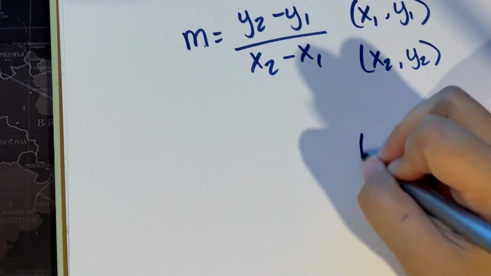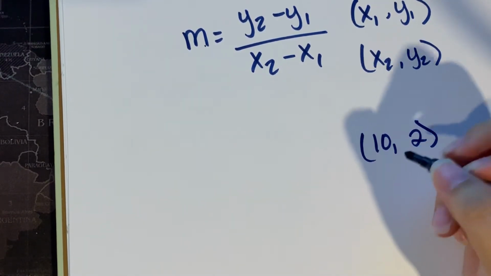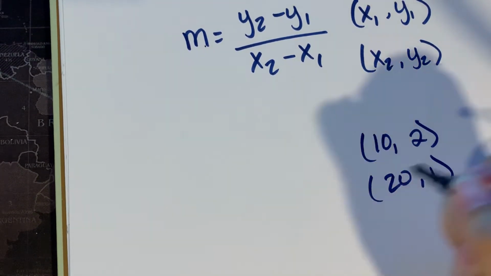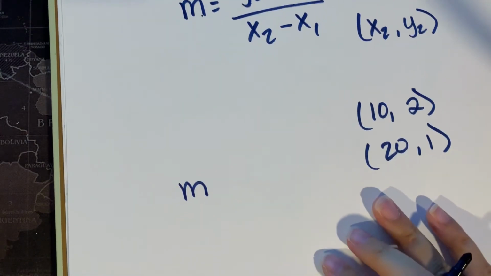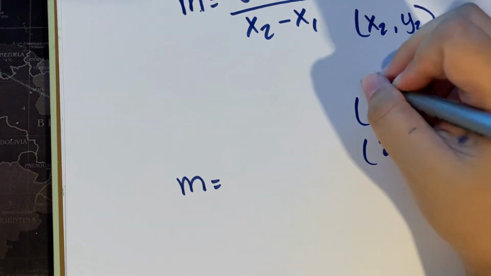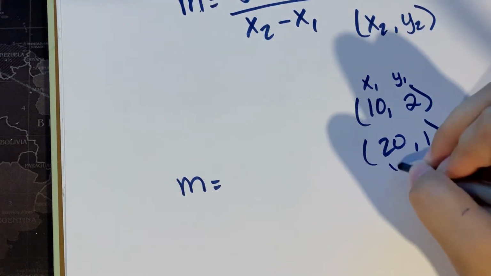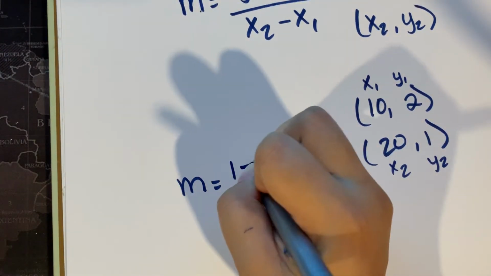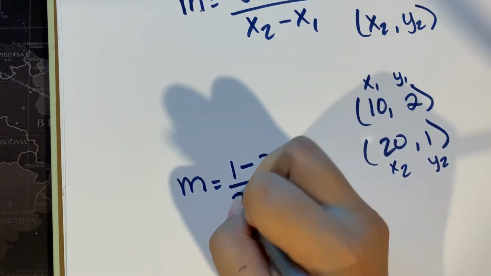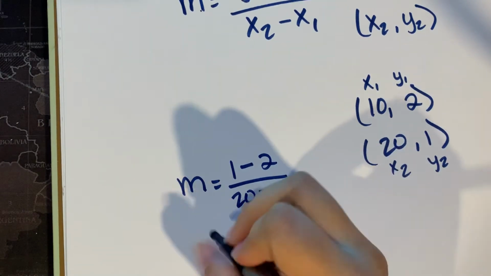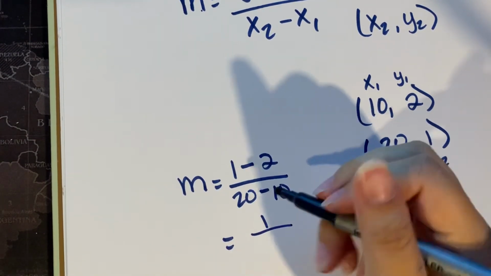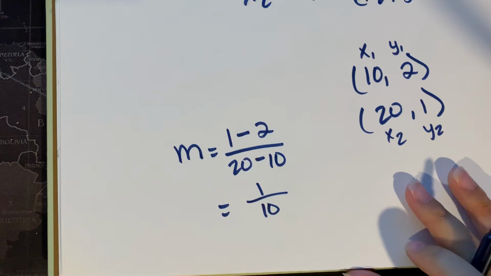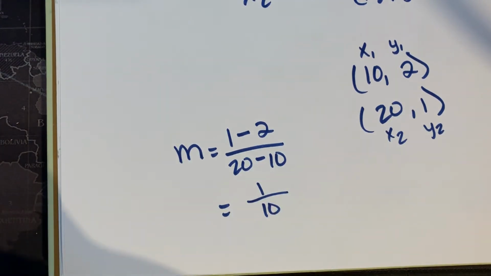So let's say I gave you 10, 2, and 20, 1. I'm going to find my slope. So my m is going to be equal to, remember, it's easier if you label it, x1, y1, x2, y2. So I'm going to have 1 minus 2 divided by 20 minus 10. And then just solve. I'm going to have 1 over 10. That's your slope. That is it. That is all of unit 1.